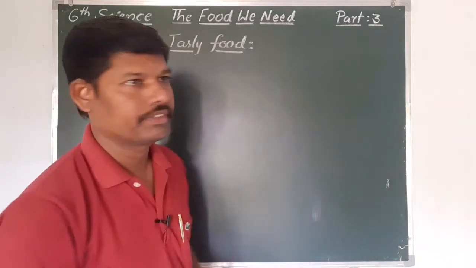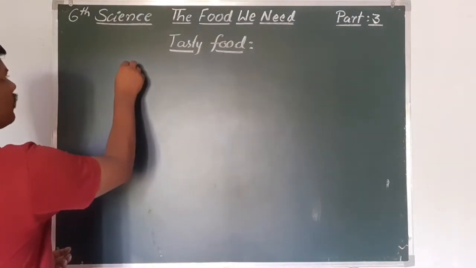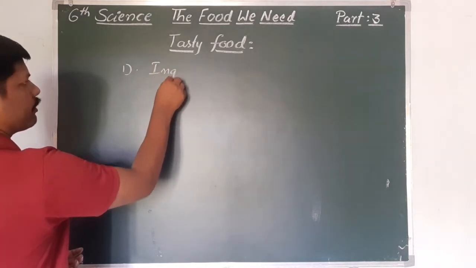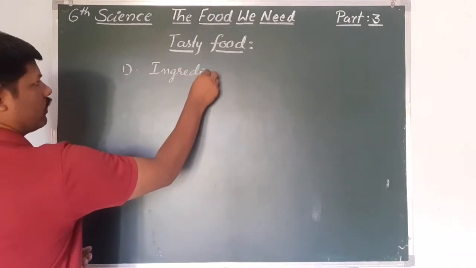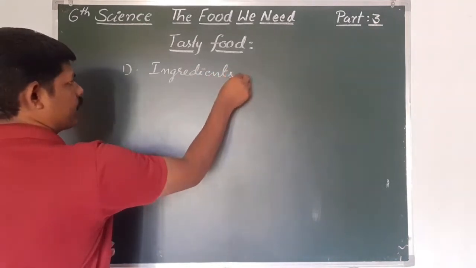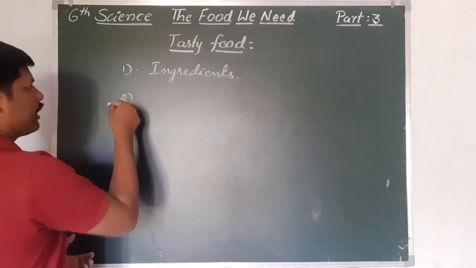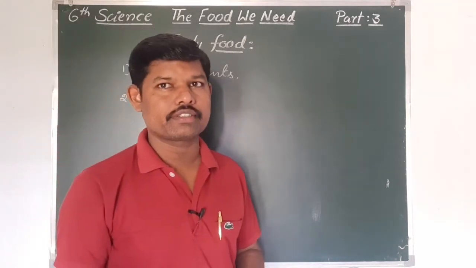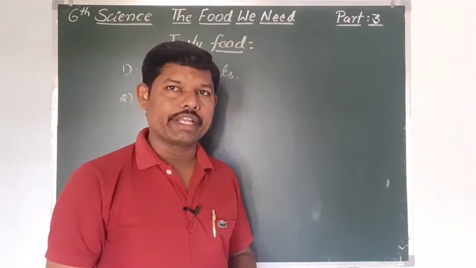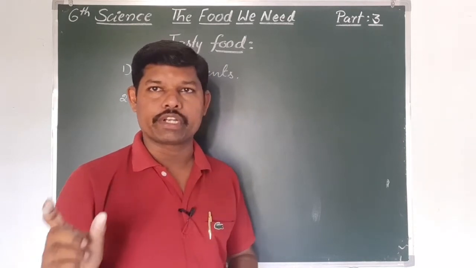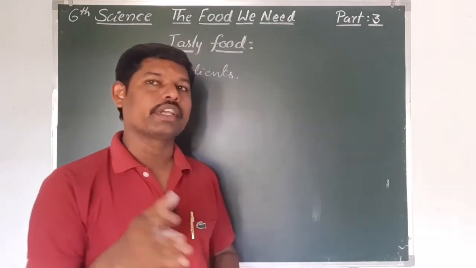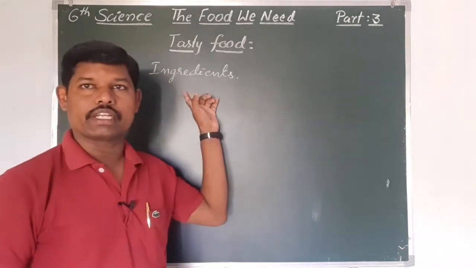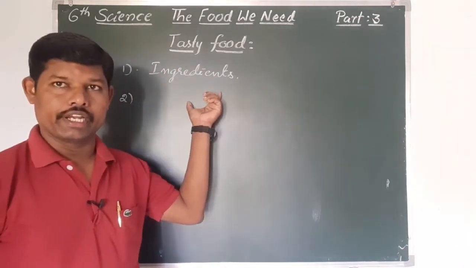One is ingredients. What are the ingredients we are using? Ingredients means what? In the previous class we discussed what ingredients are. The required materials to prepare a particular dish are known as ingredients. So the taste of the food depends primarily on its ingredients.